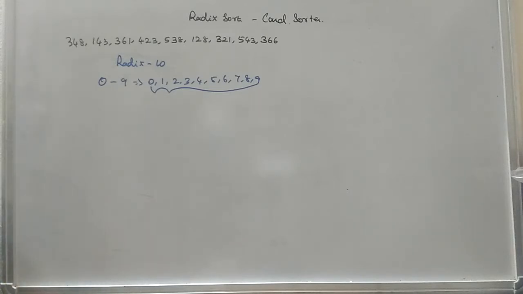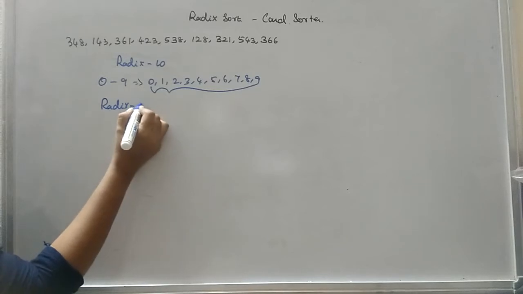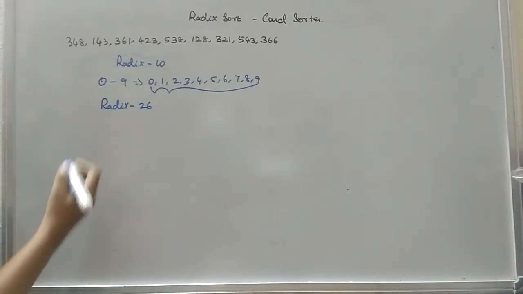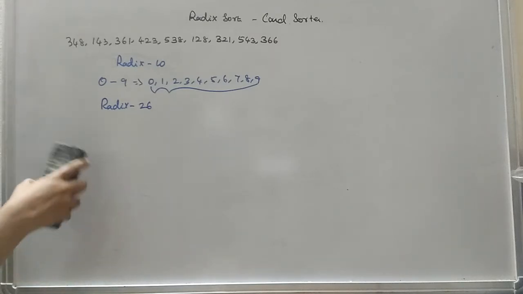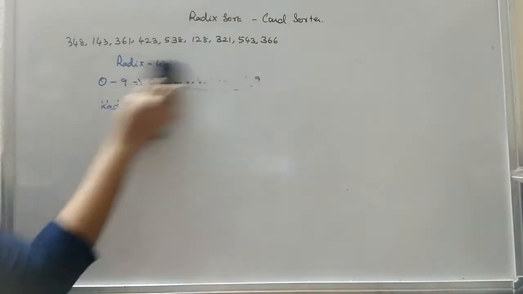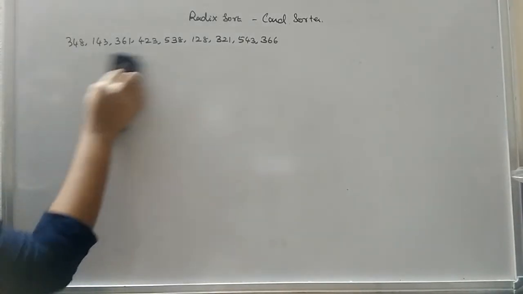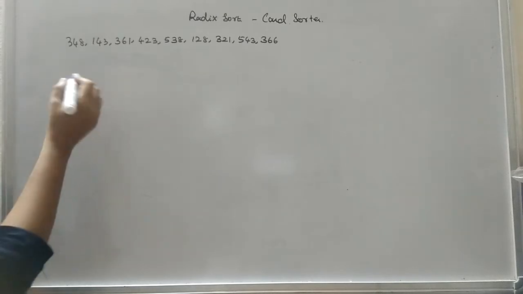In case a list of names is given, then you can take the radix value as 26. What's the necessity for taking the radix value as 26? Because the alphabet range is 26. That's why if a list of names is given, you can take the radix value equal to 26. But here, since numbers are given, we have taken the radix value as 10. Now let's see how these elements are sorted by using the radix sorter.